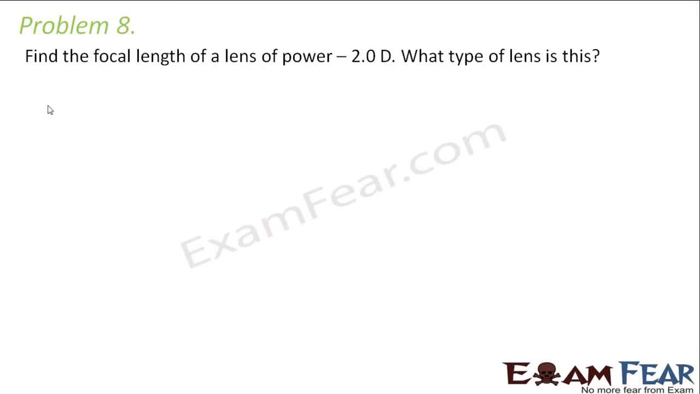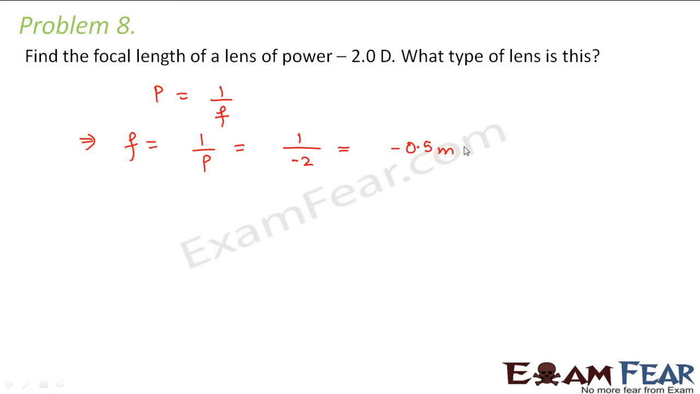It says find the focal length of a lens of power minus 2 diopters. What type of lens is this? So what is the relationship between power and focal length? We know that power is equal to 1 by F. This implies that focal length will be equal to 1 by P, that is equal to 1 by minus 2, which is equal to minus 0.5 meters.